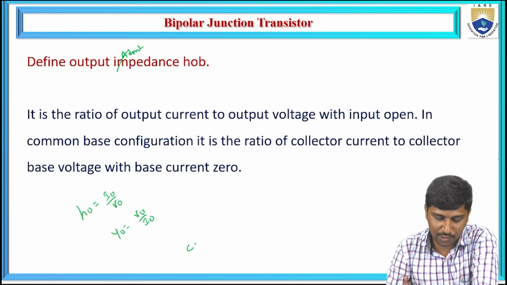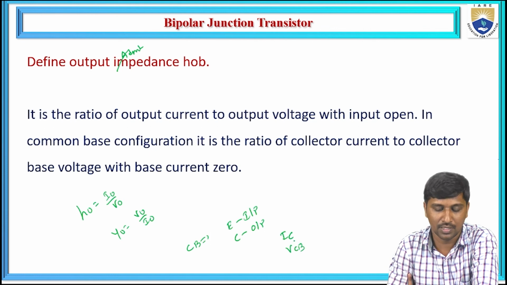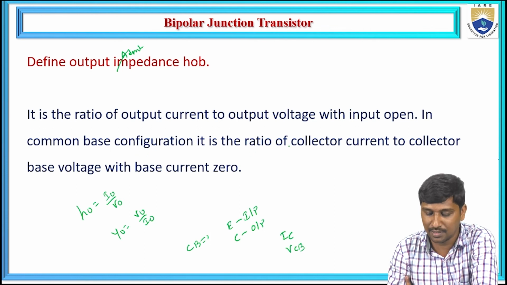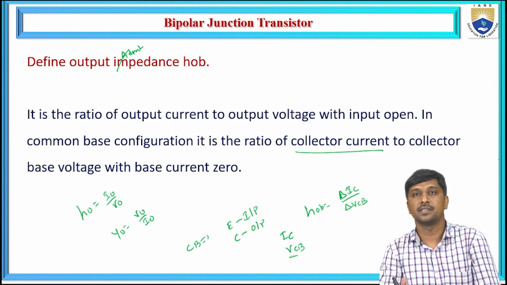In this, HOB in a common base, we know that the emitter acts as the input terminal and the collector acts as the output terminal. So output current means collector current, and output voltage is nothing but your VCB. So that is the reason. In a common base configuration, it is a ratio of collector current to the collector base voltage. Hence HOB is represented as the rate of change of collector current with respect to the rate of change of collector to base voltage.